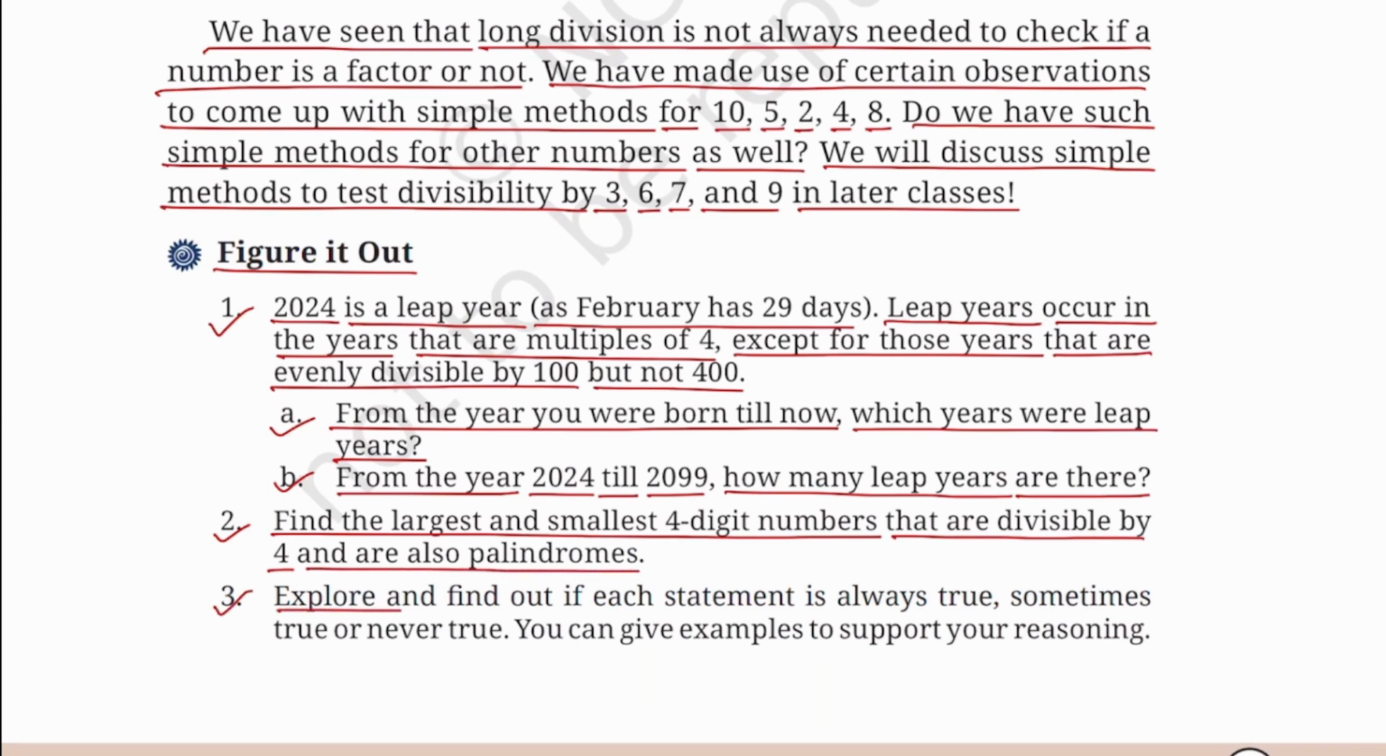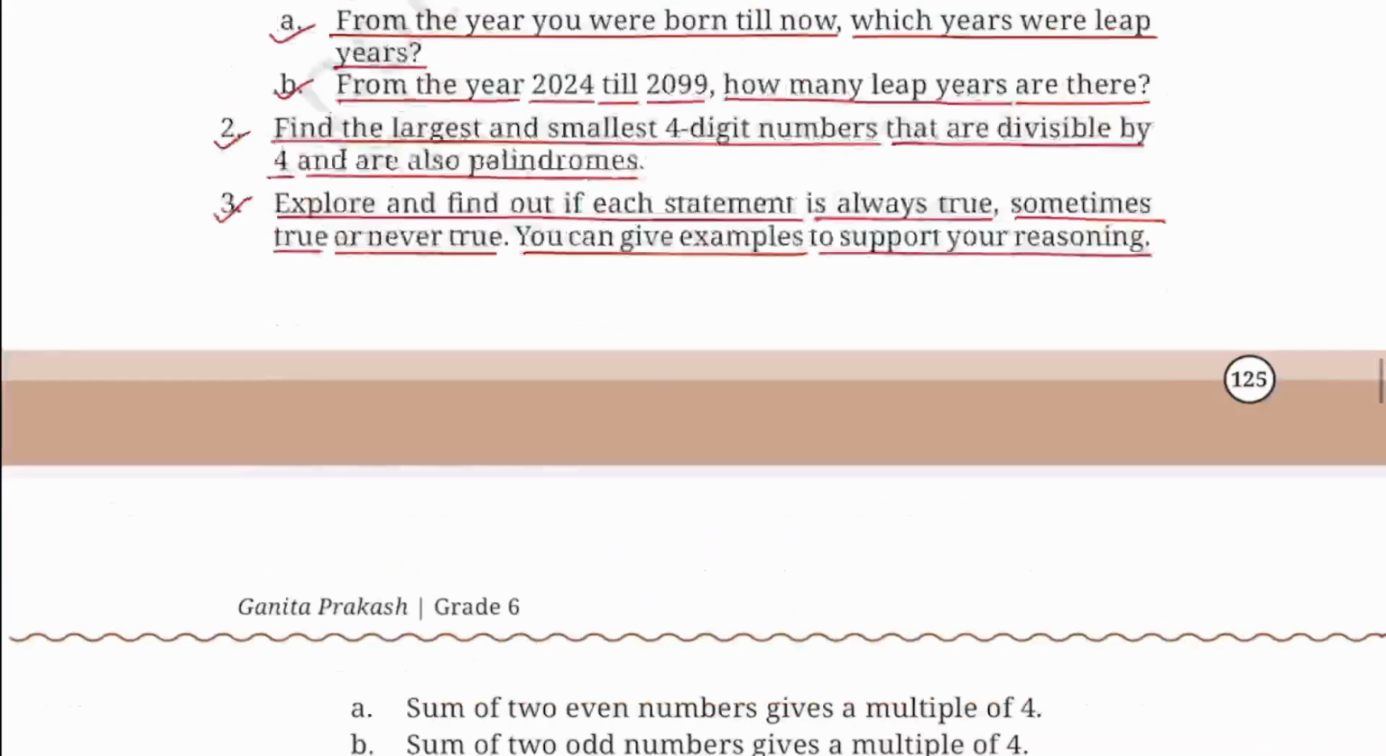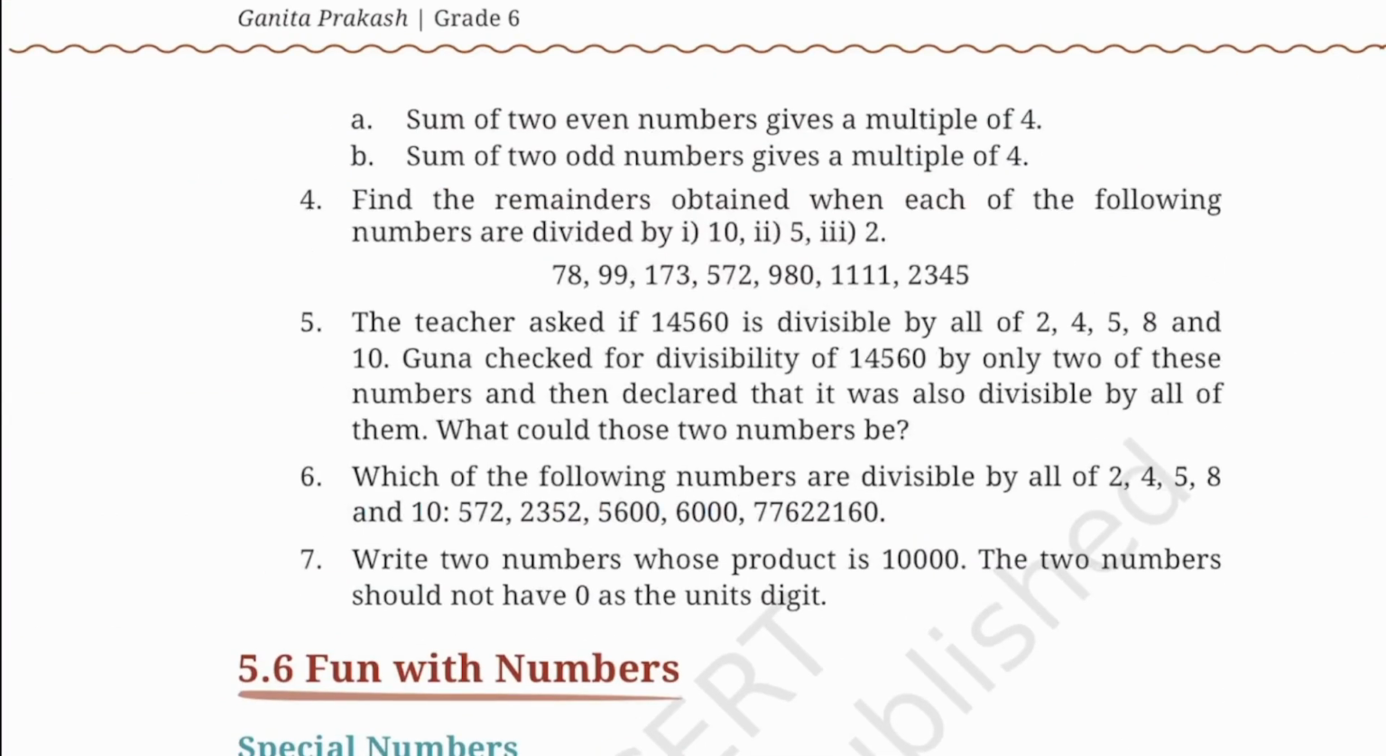3. Explore and find out if each statement is always true, sometimes true, or never true. You can give examples to support your reasoning. A. Sum of two even numbers gives a multiple of 4. B. Sum of two odd numbers gives a multiple of 4.